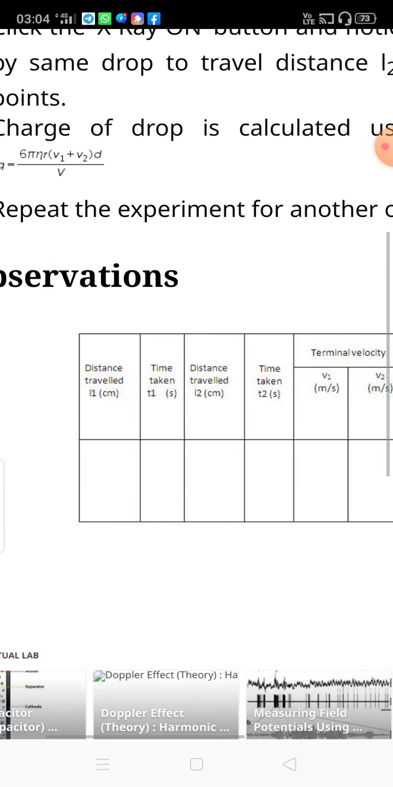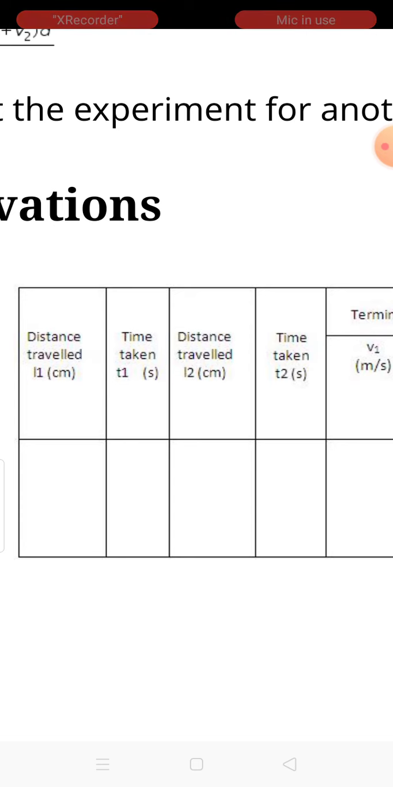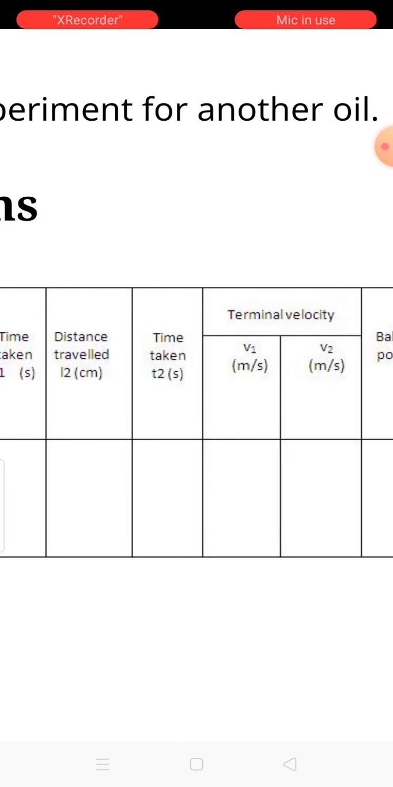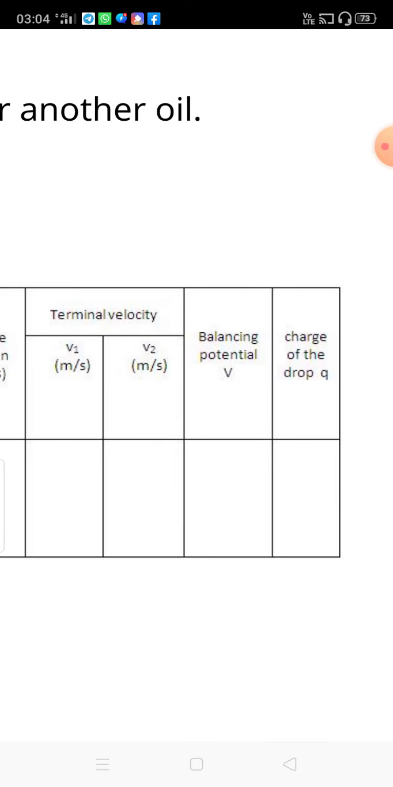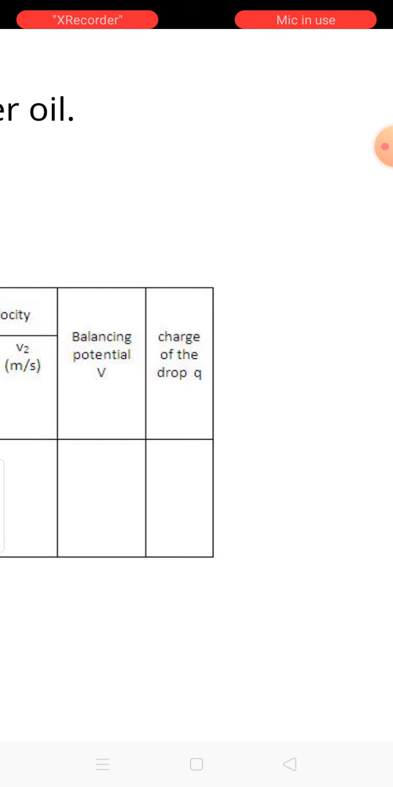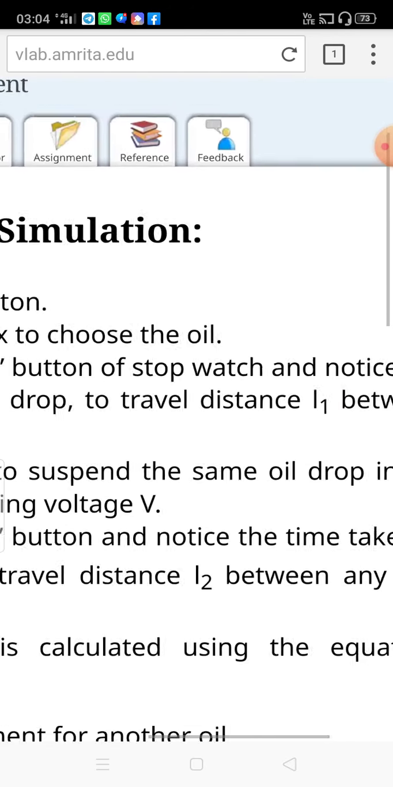And here is the chart where you will write down your observations. It is clearly mentioned: distance traveled L1, time taken T1, distance traveled L2, time taken T2, terminal velocity V1 in meter per second, V2 in meter per second, balancing potential V, and charge of the drop. I am again repeating the procedure for your simplicity.